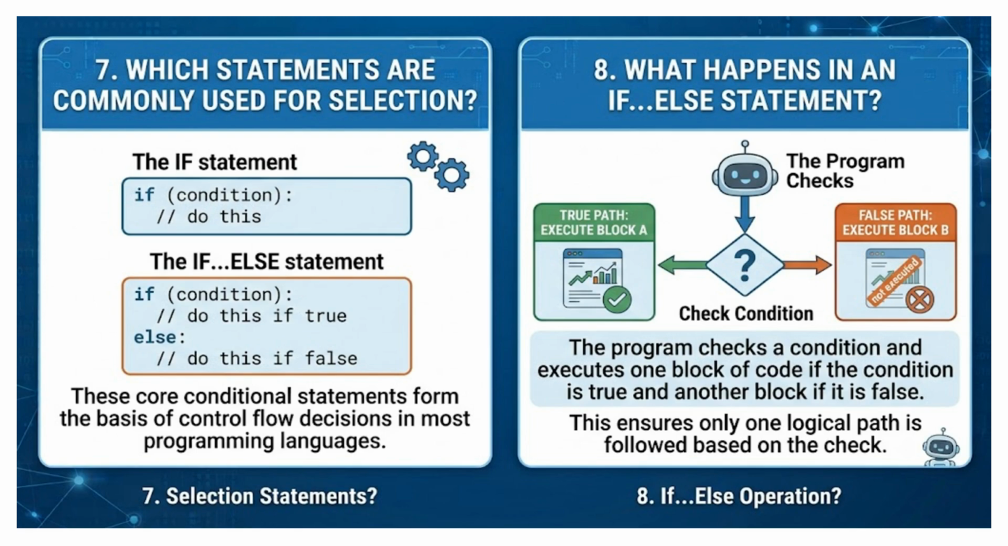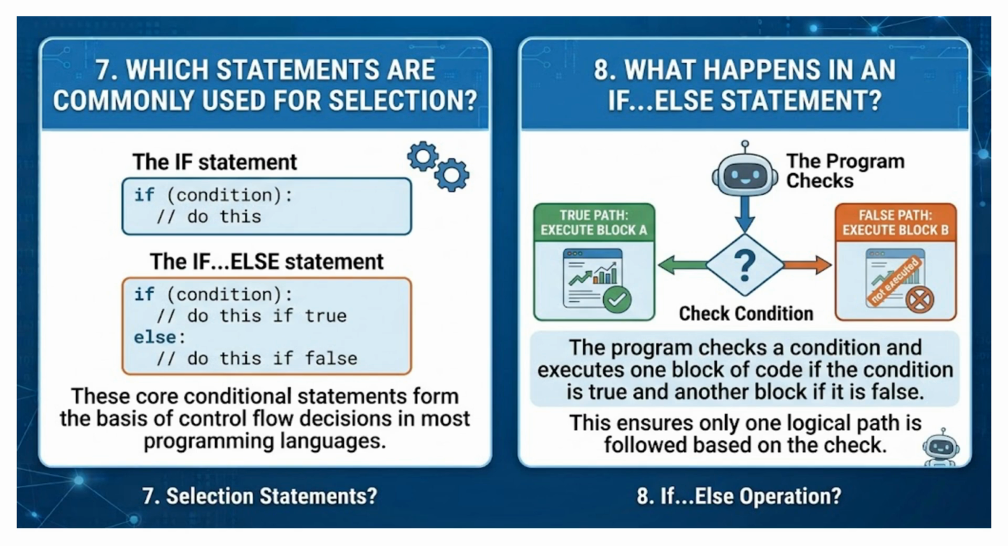Another widely used statement is the if-else statement. Here, the program checks the condition and chooses between two possible actions. If the condition is true, it executes one block of code. Otherwise, it executes the else block. These conditional statements form the foundation of decision-making in programming and are supported by almost every programming language, including Python, Java, and C#. Let's see how an if-else statement works.